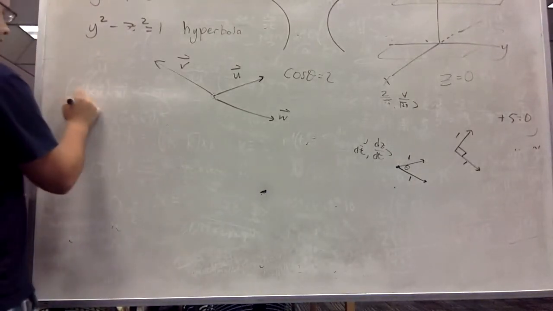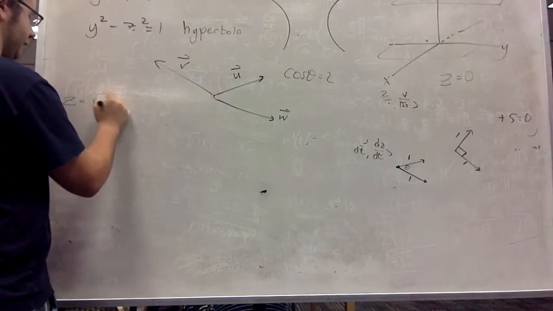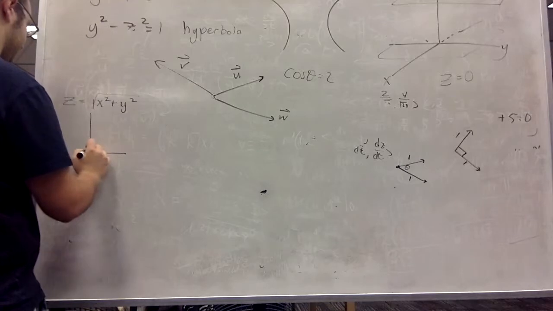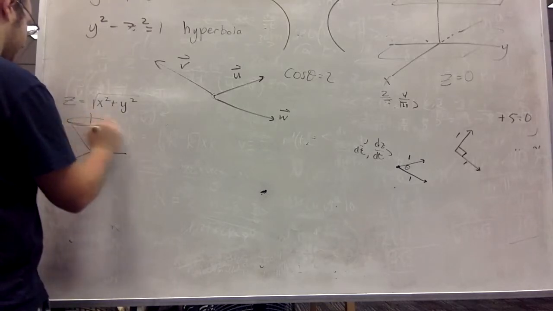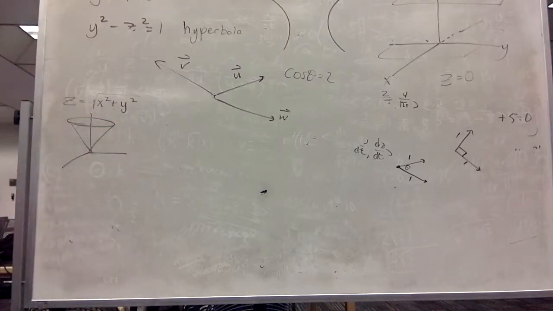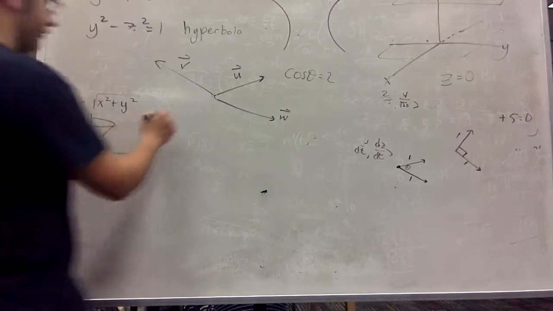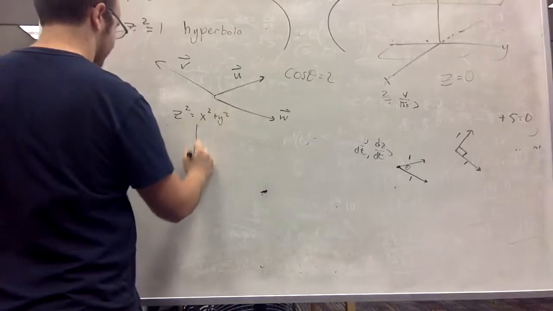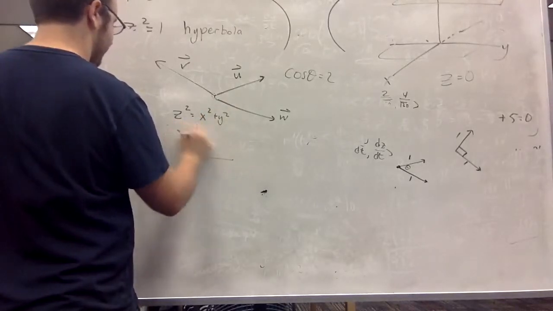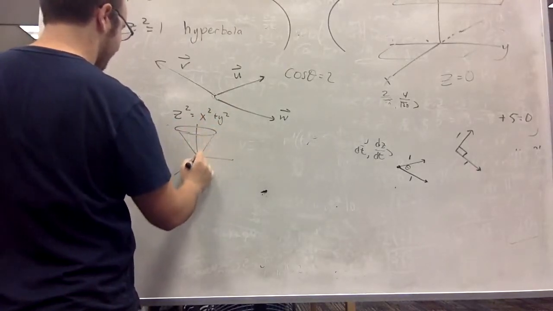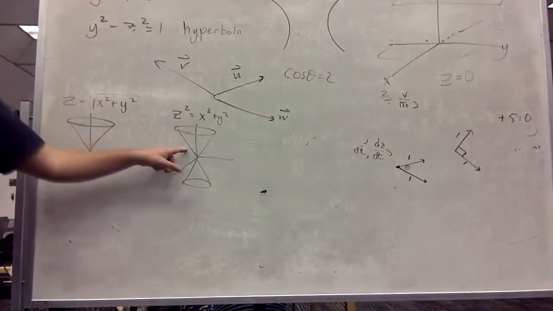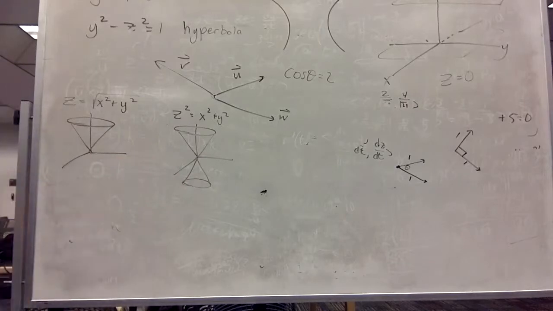This one you should know. This shape is a cone. It's a cone that opens upward along the z-axis. Actually, if you do z squared equals x squared plus y squared, this is a cone that opens upward along the z-axis and opens downward along the negative z-axis. This is called a double napped cone. Might be a phrase you've heard before. Double napped cone. Don't know why.